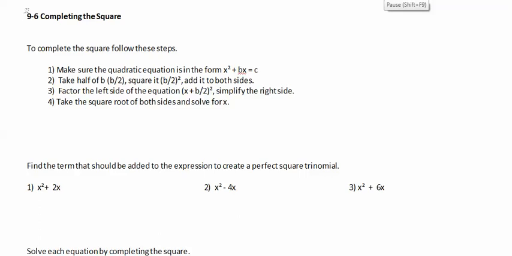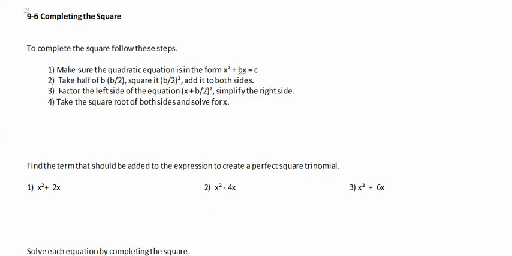Okay, so today we're going to be completing the square. The directions say to complete the square, follow these steps. Make sure the quadratic equation is in the form x squared plus bx equals c. So your number by itself needs to be on the right side of the equal sign. Take half of b, so you're going to divide b in half.